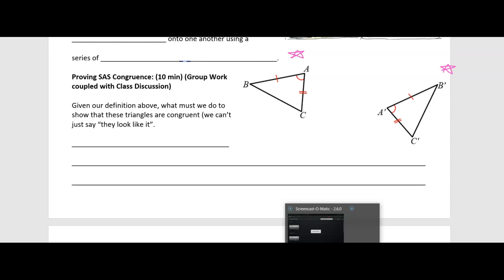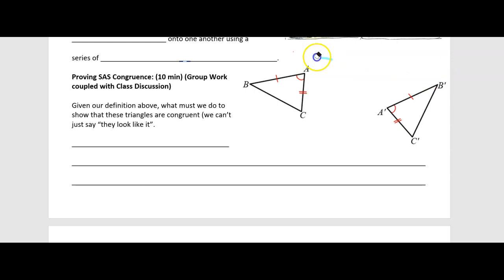Maybe you want to actually say, okay, I think we need to use this rigid motion, or maybe we need to use both of these rigid motions to map one triangle onto the other. And we are going to map the pre-image onto the image. So think about which one's the pre-image. That's got to be the one with no primes. That's going to be this one.